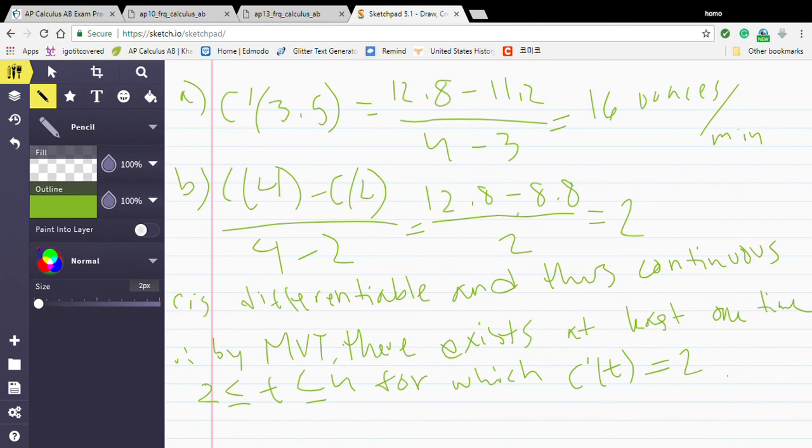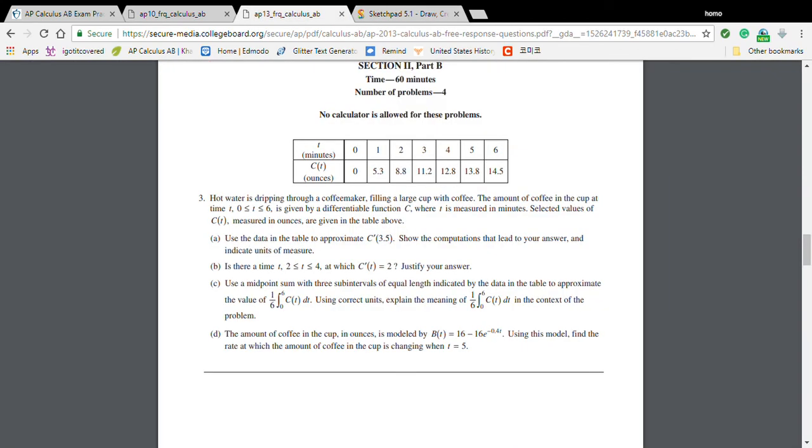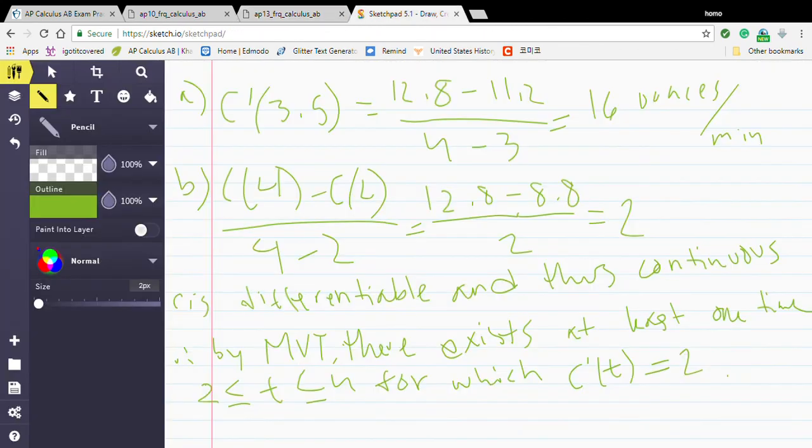So we saw the rate and we realized that we have to do MVT. That means we have to get the average rate of change. So we got the average rate of change, and it was 2 as they asked. So we're going to justify by saying that C is differentiable and thus continuous. Therefore, by MVT, there exists at least one time between 2 and 4 for which C prime of t is 2.